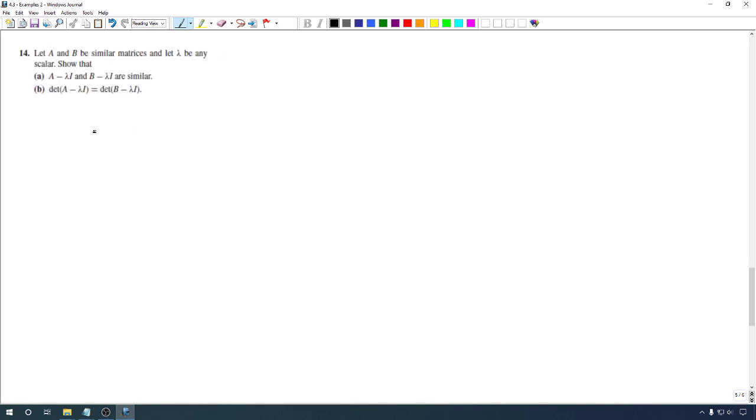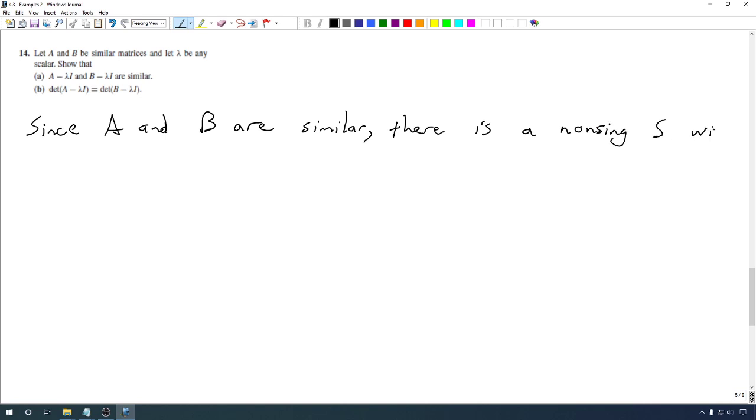Now we have one more problem, problem 14. You should know the drill by now. A and B are similar matrices, so we're going to start with the same statement. Since A and B are similar, there is a non-singular S with B equal to S inverse AS.